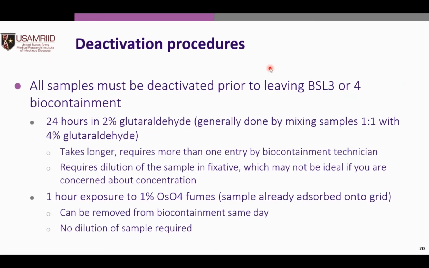So what we usually try to do is get our sample onto a grid, and then we use 1 hour of exposure to 1% osmium tetroxide fumes to deactivate our sample and fix it. Samples can be removed from biocontainment on the same day, so you just have to have an hour worth of exposure to osmium tetroxide, and it doesn't require you to dilute your sample up front if you choose not to.